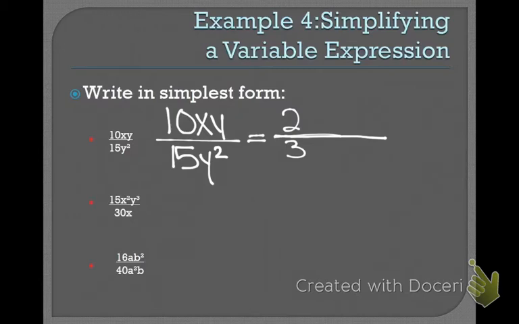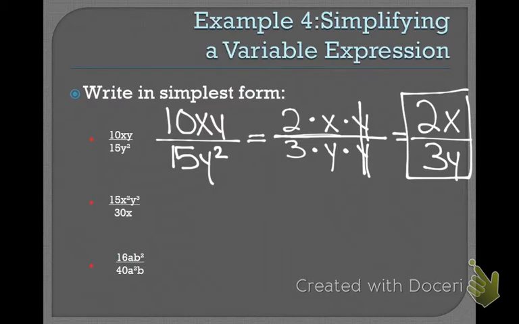So for 10xy, we reduced it to 2, and we're going to multiply by x and multiply by y. We're writing the variables expanded. On the bottom, what do we have? Y squared, so it's going to be what? Y times y. Now, are there any common variable factors that I can cancel? I can cancel a y. And what am I left with on top? 2x over 3y. And that's simplest form for a monomial.